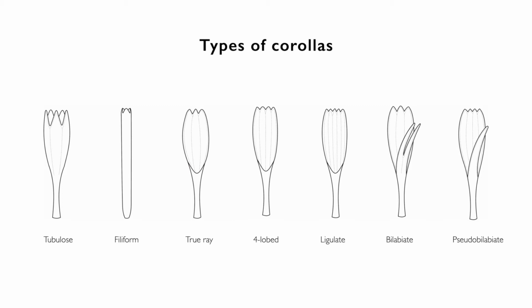Starting with the most common ones, that is the true ray. As you can see, it has an expanded limb with three apical lobes. Then we have the four lobe that is restricted to some South African Compositae. Then we have the ligulate one, which has 5 teeth in the apex. Then the bilabiate that has 2 lips, an outer lip and an inner lip. And then the pseudobilabiate, in which we also have 2 lips, but the inner lip, instead of having 2 petals, has 1 petal. And the other 4 petals are in the outer lip.